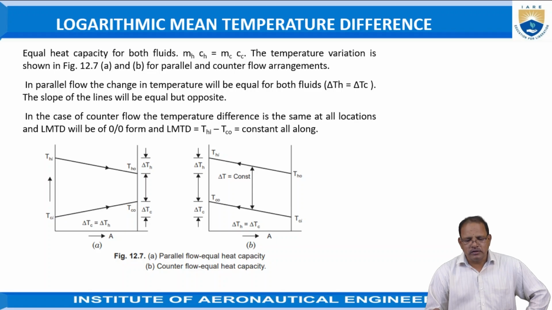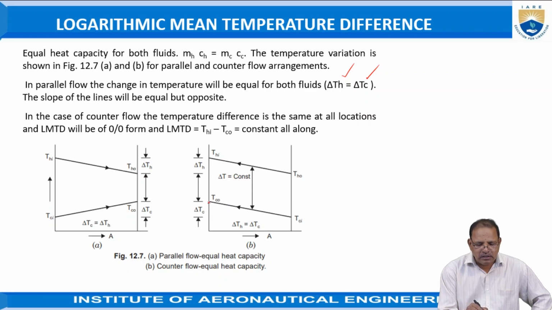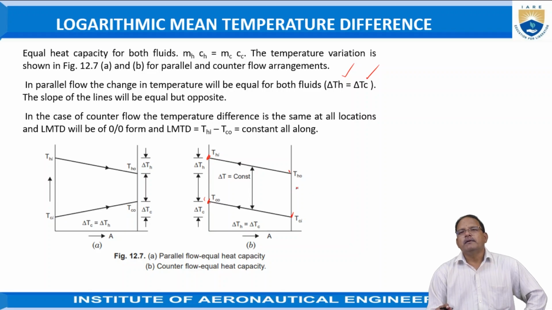The temperature variation is shown in the figure given, 12.7, parts A and B, for parallel as well as counterflow arrangements. In a parallel flow heat exchanger, the temperature change will be equal for both sides, that is delta T_h is equal to delta T_c. The slope of the lines will be equal but in opposite directions. The temperature difference at the outlet is equal for both, and the lines are almost parallel to each other. The slope of these lines remains constant.